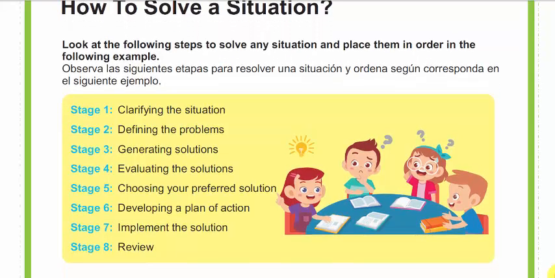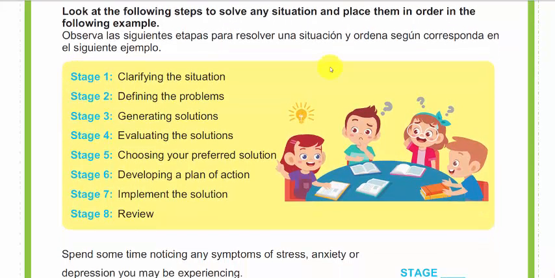Cómo resolver una situación. Look at the following steps to solve any situation and place them in order in the following example. Vamos a observar las siguientes etapas para resolver una situación y ordenarlas según corresponda en el ejemplo.